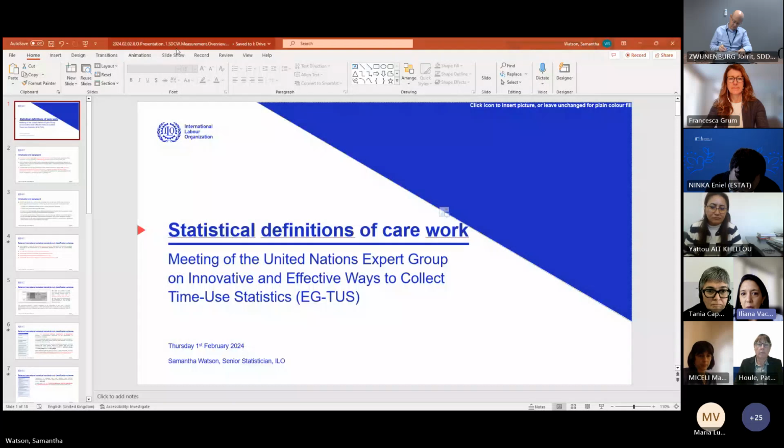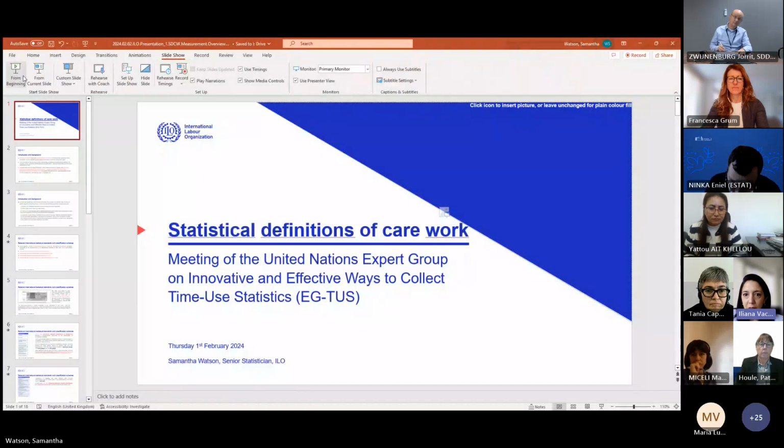Now I'm going to give the floor to Ms. Samantha Watson. She's a labor statistician at the International Labour Organization. We all know her, and she's going to share with us the discussions that happened at the last ICLS regarding the need for a statistical framework to measure care work. We can see your slides, Samantha. The floor is yours.